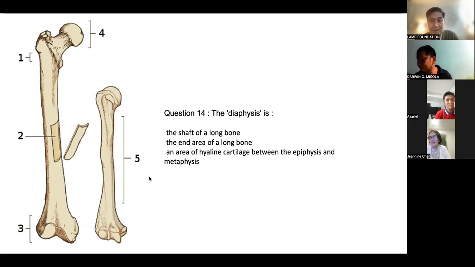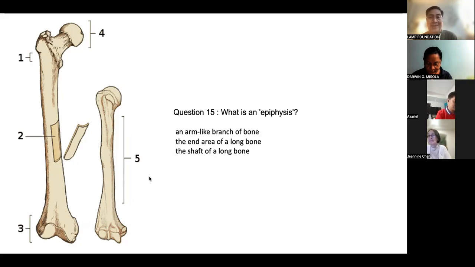Does anybody have another answer? Sir June, diaphysis. What's your answer, Sir Darwin? Shaft of long bone. Oh my God, this is repetition na. This was last week. Oo nga, Doc. What is an epiphysis? A shaft of a long bone. Sorry. So, epiphysis, diaphysis.